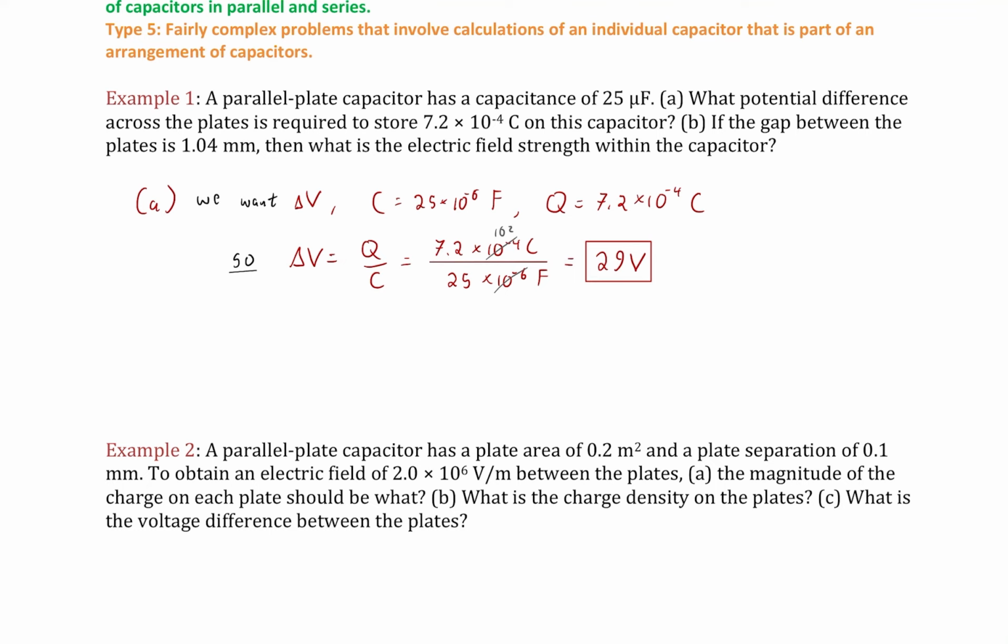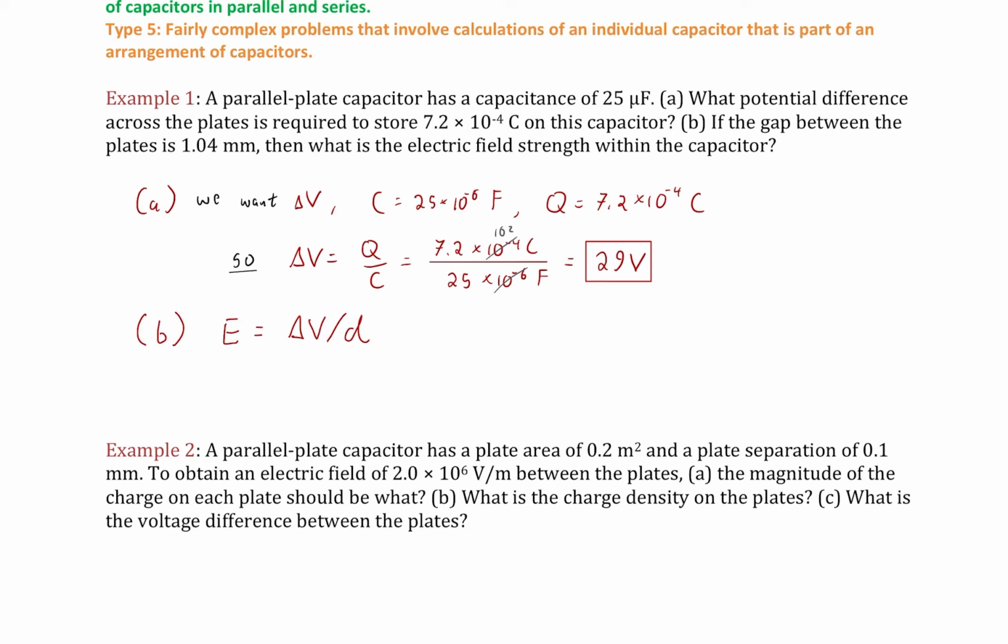This 10 to the 2 here is because I canceled out my scientific notation, since a micro is 10 to the negative 6, and for the actual amount of charge, I had a 10 to the negative 4. Well, if I take 10 to the negative 4 and divide by 10 to the negative 6, division of exponents is like subtraction, so I have negative 4 minus negative 6, which equals positive 2. So effectively my order of magnitude is 10 squared. And then I get my 29 volts. It looks good. You can also just put this in the calculator.